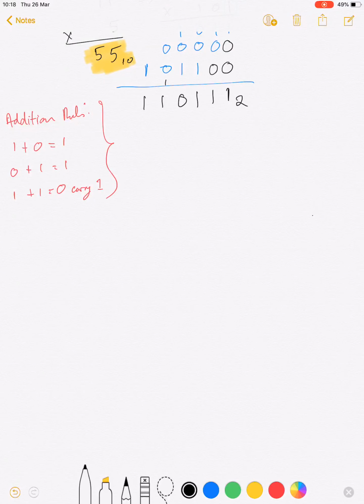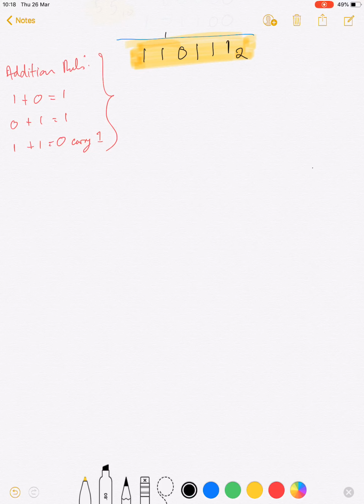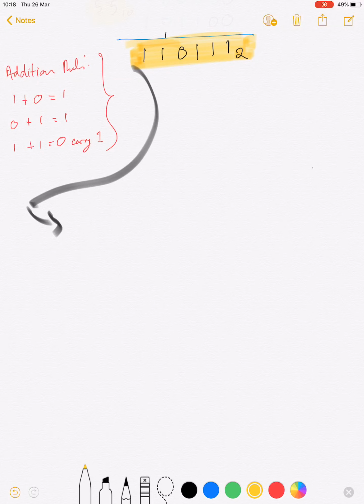Okay, cool. So now we have our number, right? We have our answer, and the proposed answer is 110111 base 2. So all we need to do now is to check this number. Okay, so let's take this number down here, and what we'll do is we just write this number out again.